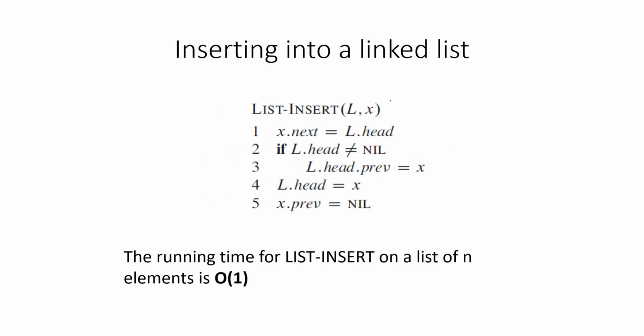So here is an example of inserting an element into the linked list in code. We have linked list L, and we want to add x. So we add x to the beginning of our linked list, and we say that x next is equal to the head of our linked list. And this part of the pseudocode checks if our head is not null, so whether our linked list exists or not.